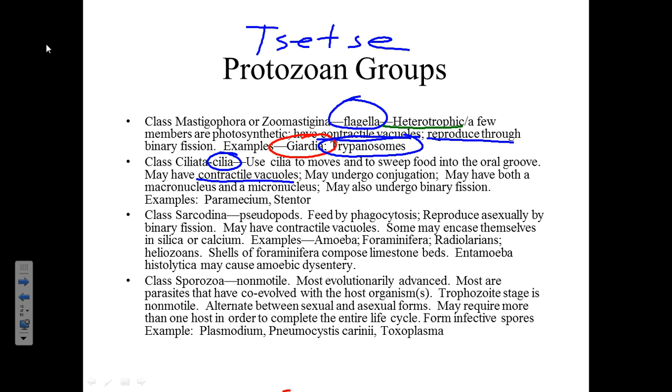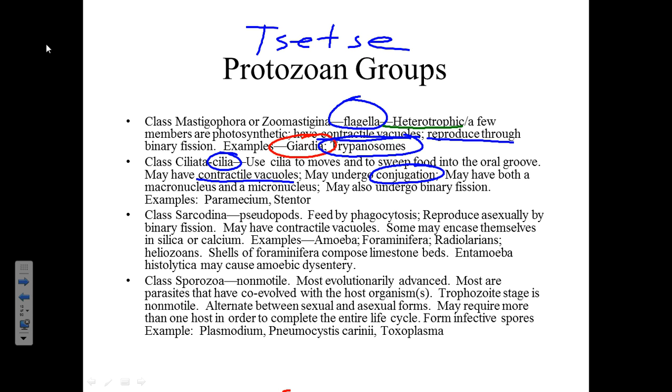Now, they can do conjugation. Now, that's a term you ought to know. What does it mean when single-celled things conjugate? Yep, they're hooked together, and they're swapping what? DNA. These don't really have plasmids, but they're swapping DNA. And the purpose there is to do what? Variation. To create some genetic variation in the gene pool, in their population.